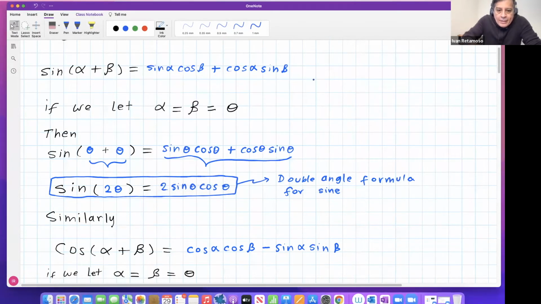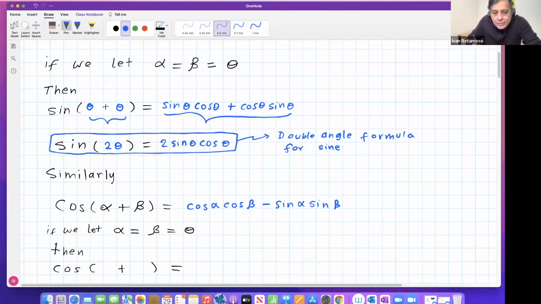All right, great. So now, since this is true for any value of alpha, any value of beta, in particular it should be true for the case where alpha is equal to beta, right? So let's represent that with angle theta. So this should be true: cosine of theta plus theta, right? Equal to cosine of alpha, but we're saying that alpha is theta, cosine of beta, saying that beta is theta, minus sine of theta again, right?